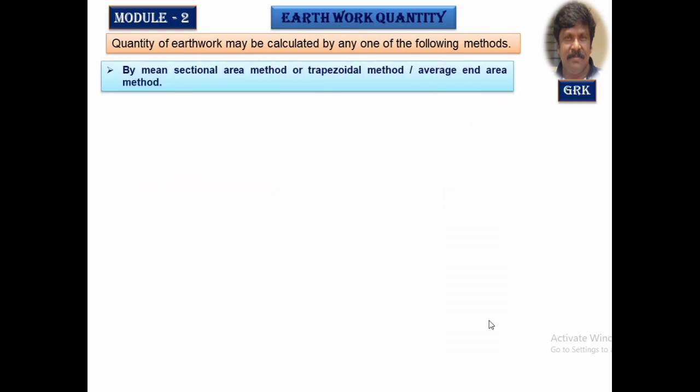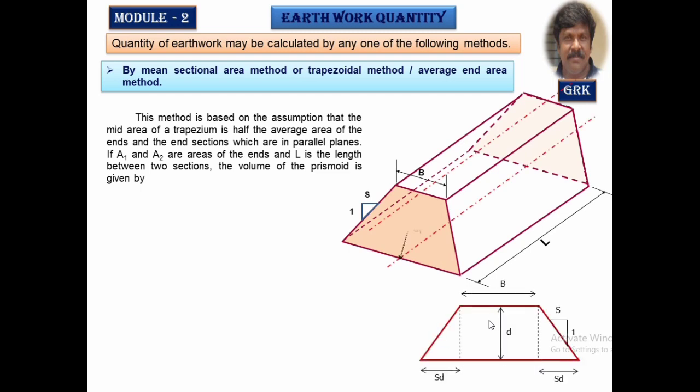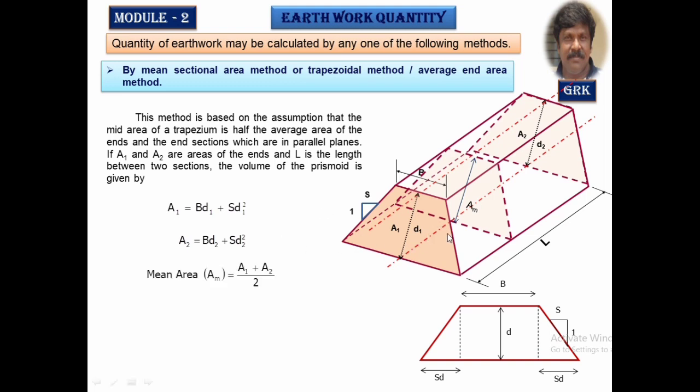The second one is the mean sectional area method or trapezoidal method, also called the average end area method. In this method, we take the depths D1, D2, but areas will be calculated for each section. For the first section with depth D1, we get the area A1 equal to BD1 + SD1². Similarly, get the area for the second section for the depth D2, that is BD2 + SD2². Then get the mean area, which will be (A1 + A2)/2.